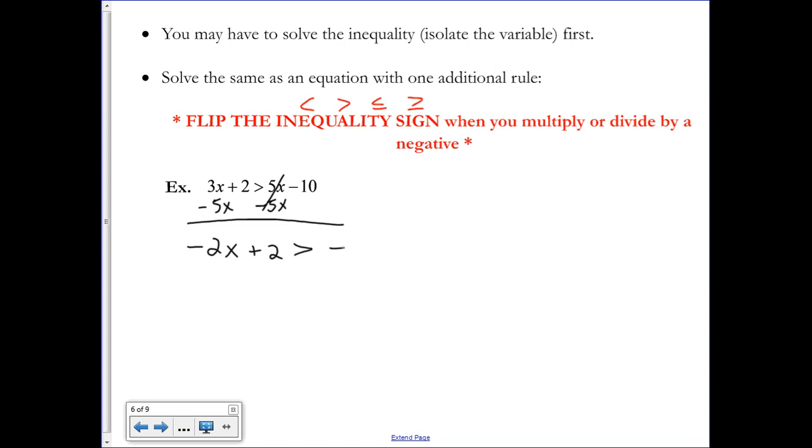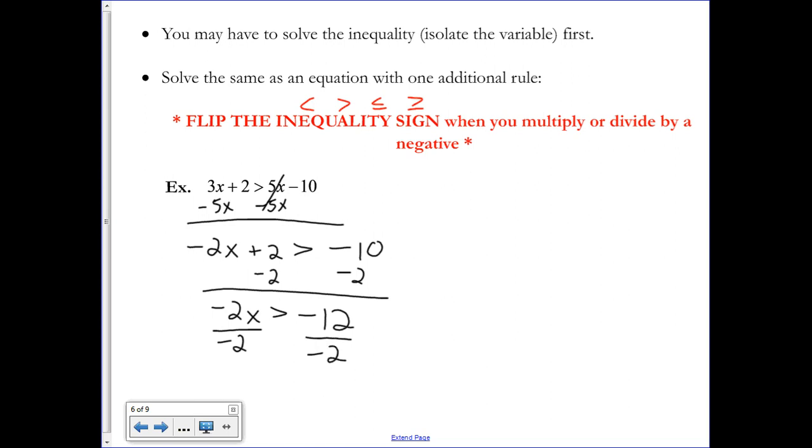So see, I'm solving it just like I would solve an equation. Only instead of an equal sign, I keep that greater than sign. Next step, I want to subtract 2. So nothing fancy yet. I'm just following the rules for solving equations, doing inverse operations to both sides, and then I get to this step. At this step, I have to divide by the negative 2, which is in front of x. So I'm going to divide by negative 2, and the coefficient is negative 2. So I've divided on both sides.